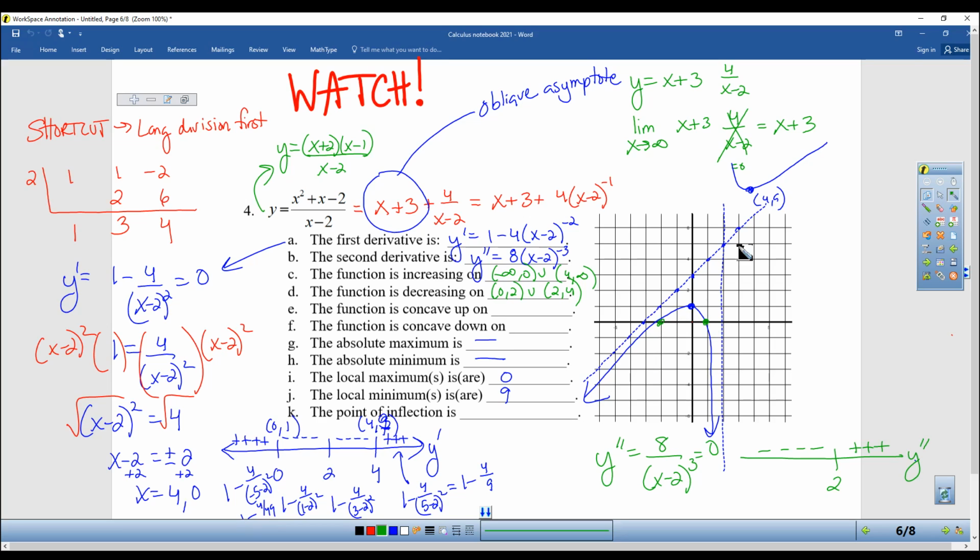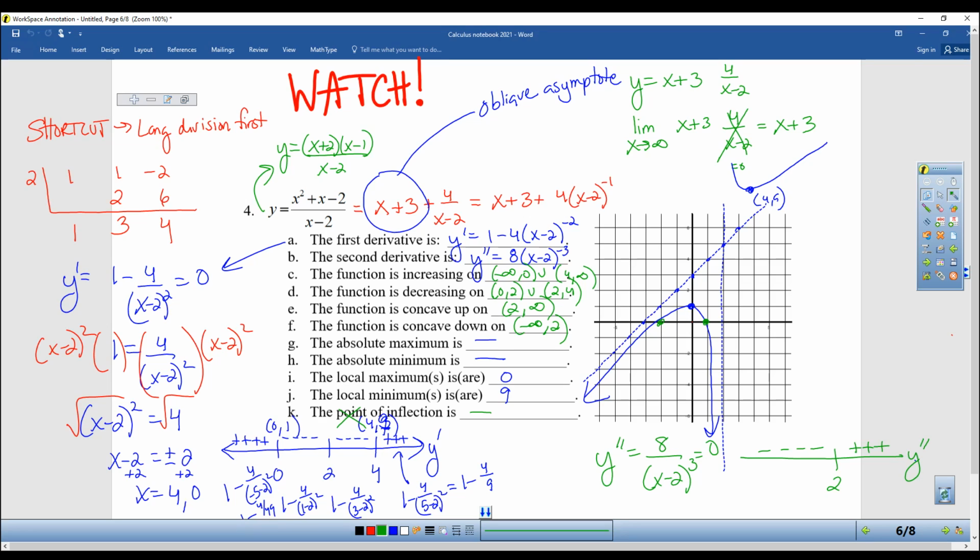Look, concave down and concave up. I didn't need to do the second derivative sign chart, but I'm just trying to show you that it does work. So the function is concave up from 2 to infinity, and concave down from negative infinity to 2. There is no point of inflection. It does change inflection at the asymptote, but it's not an actual point.